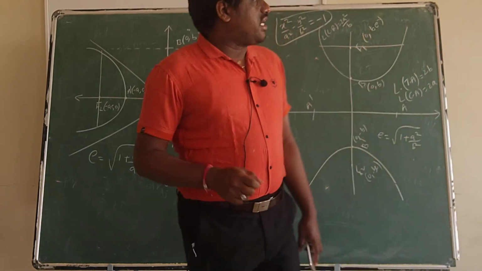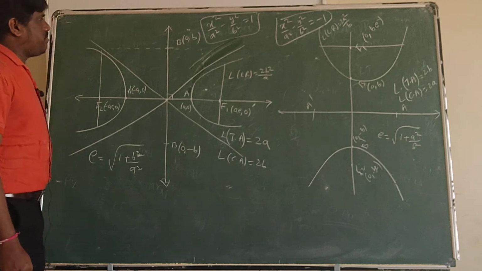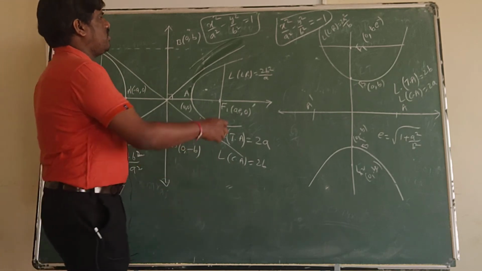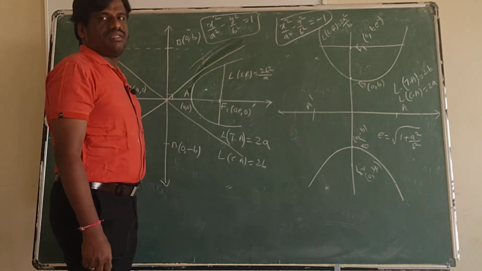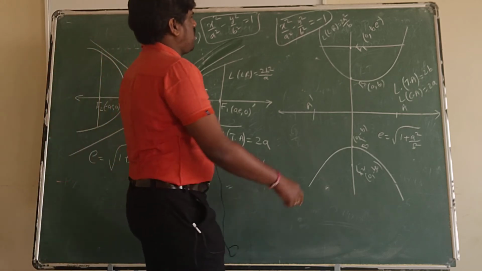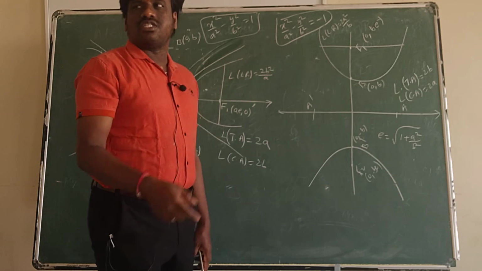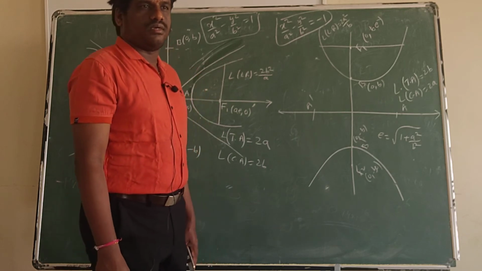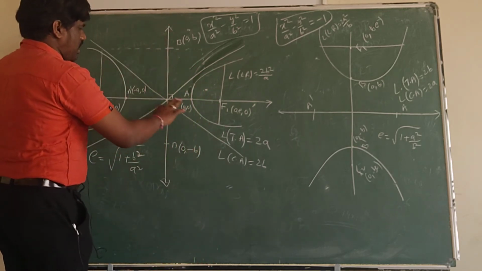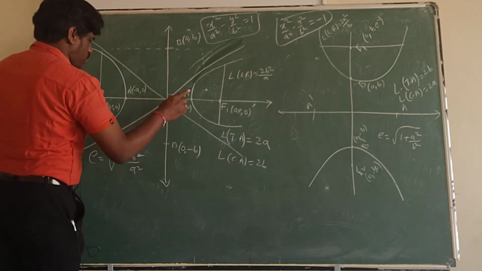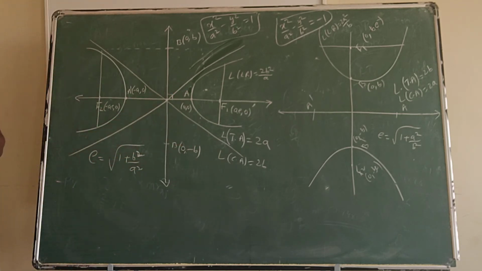So x square by a square minus y square by b square equal to 1 is the standard equation of the hyperbola, and x square by a square minus y square by b square equal to minus 1 is the conjugate equation of the hyperbola. Now I explained everything here. What are the things we have? I will write them one by one, like vertices. How many are there? You know the vertices, right?